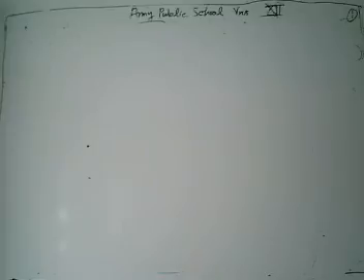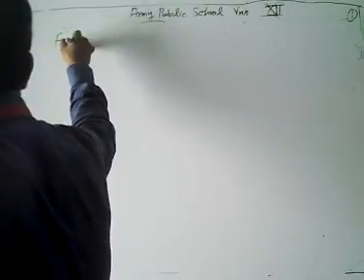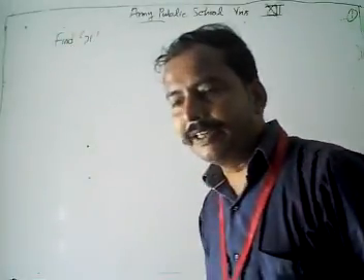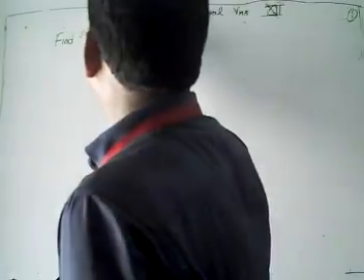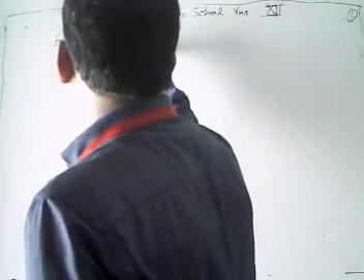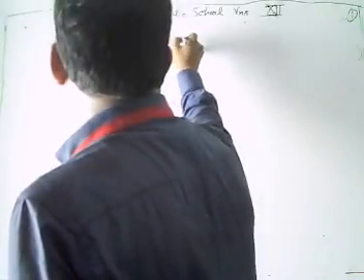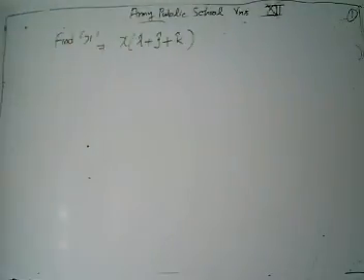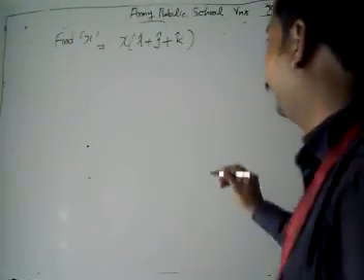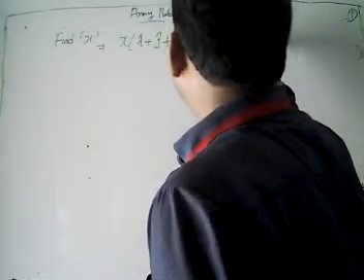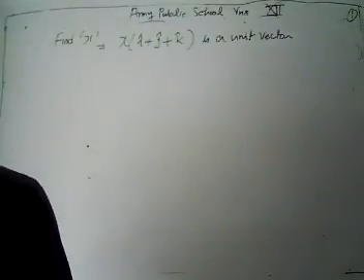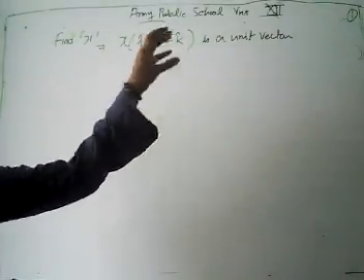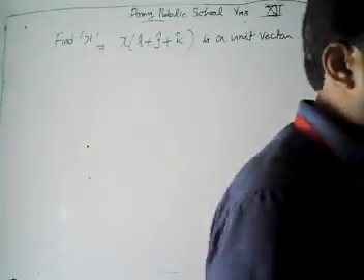It's one of the NCERT questions. Find the value of x for which x times i cap plus j cap plus k cap is a unit vector. We have to find the value of x. It's given there: find the value of x for which x i cap plus j cap plus k cap is our unit vector.